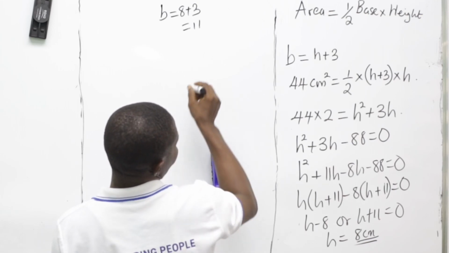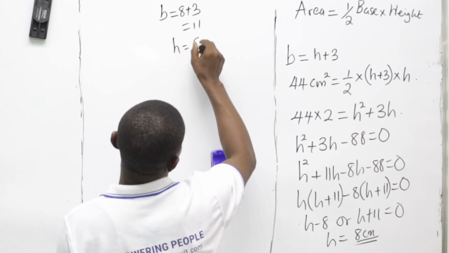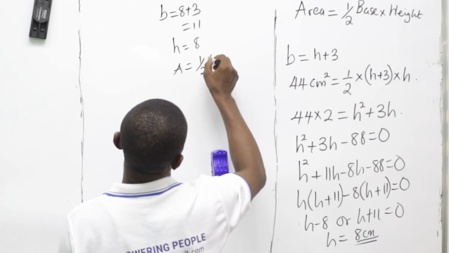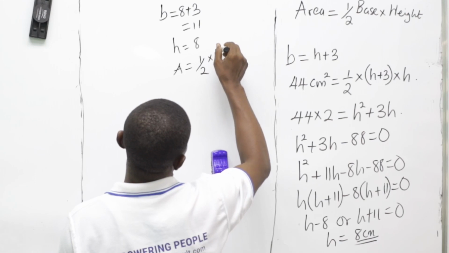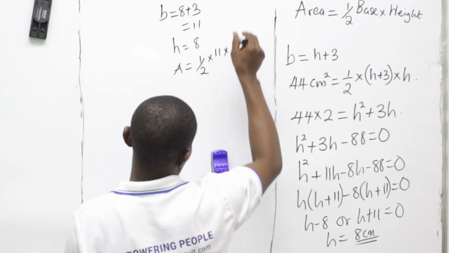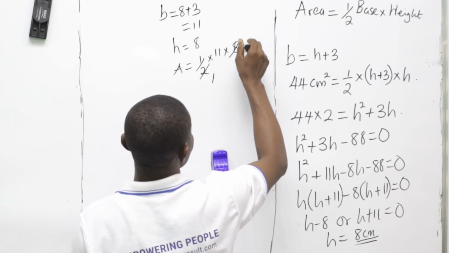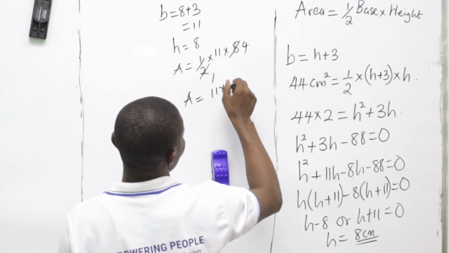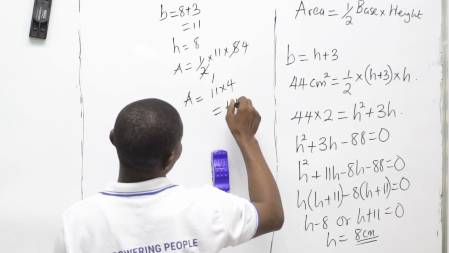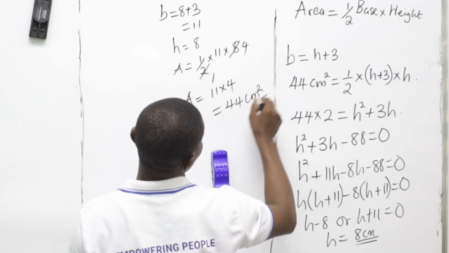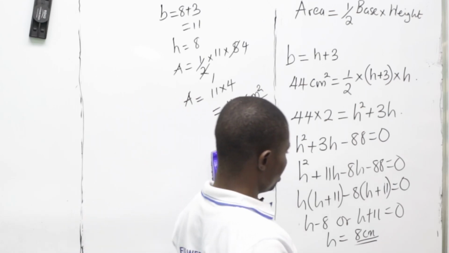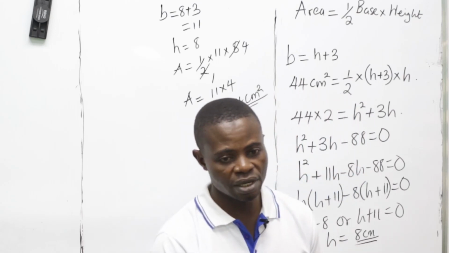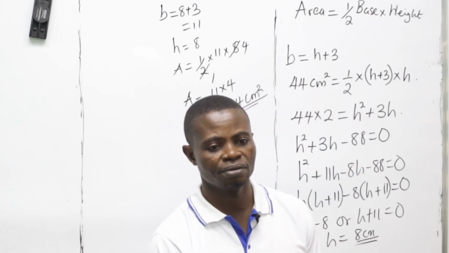Then the height itself is 8. Area of triangle equals what? 1/2 multiply base, that is 11, times height, 2 here, 1, 2 here, 4. So area equals 11 times 4 equals 44 cm square, meaning the answer is perfectly correct. So that's the solution for that question.